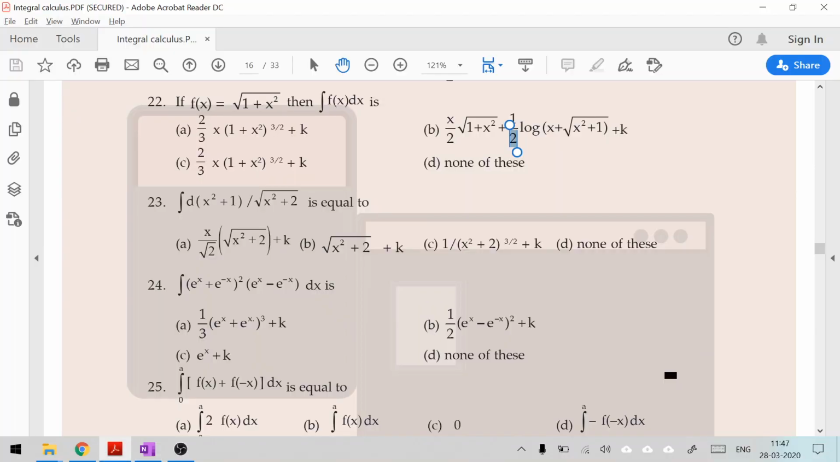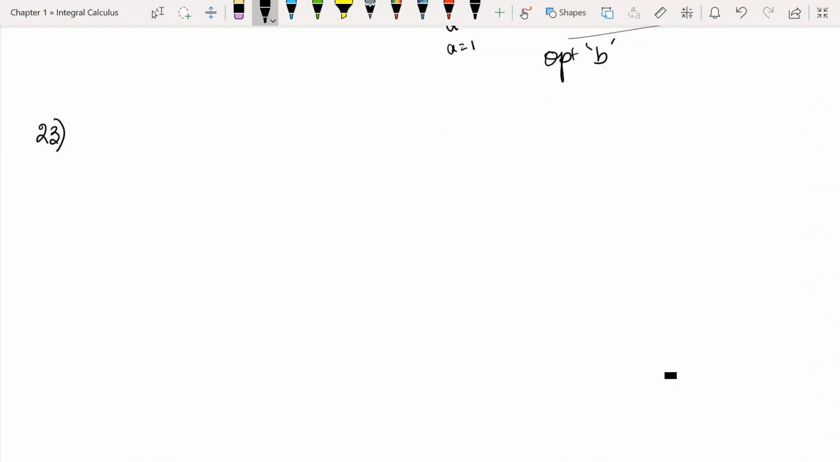Question number 23, you have integral x square plus 1 divided by root of x square plus 2. The dx is missing here. We have written just the d, it's just a printing error. Whereas you see in the previous question the dx is available. The dx should have come here. So let me just write it here. Integral x square plus 1 divided by root of x square plus 2 dx.